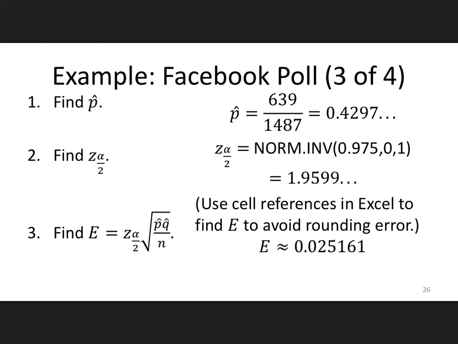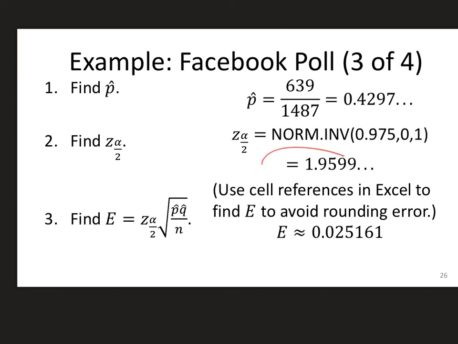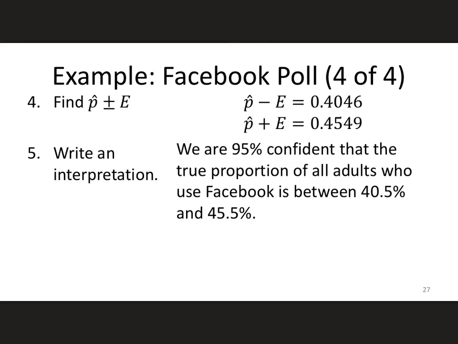So the first thing is to find that p-hat. So to find p-hat, you're going to do your 639 over the 1487. Then you have to find your z. Okay, remember that's your norm.inverse. Or you could do norm.s.inverse and 0.975. Make sure that you are not rounding. You do not want to round until the very, very end. So keep that value, and then use cell referencing when you're working in Excel to avoid any rounding errors.